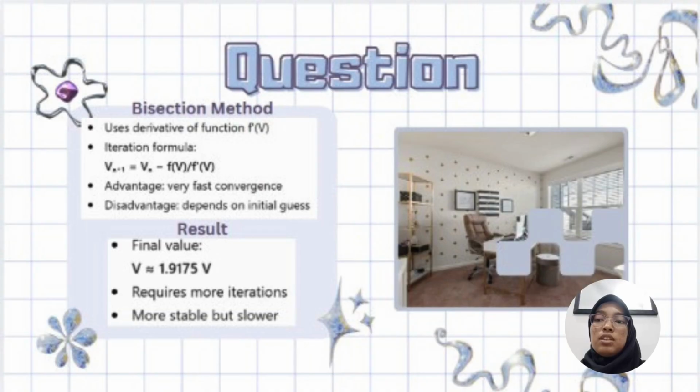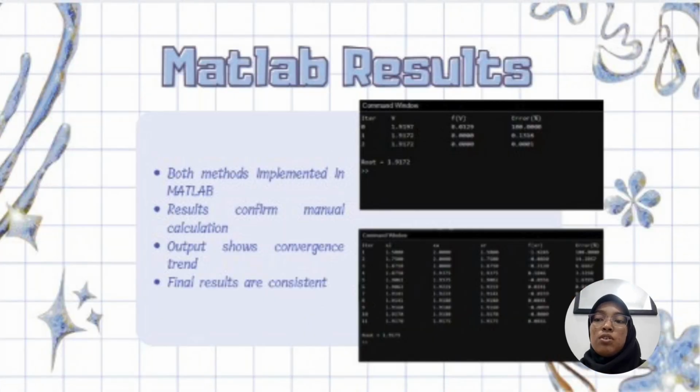Next, for the bisection method, we use the interval from 1 to 2. This method repeatedly divides the interval into two parts until it reaches the root. It is more stable but slower compared to Newton-Raphson. The final value obtained is approximately 1.9175 volt. We also verify both methods using MATLAB and the results are consistent with the manual calculation.